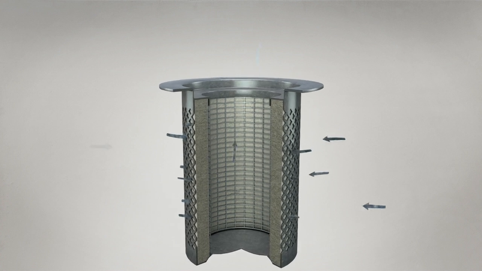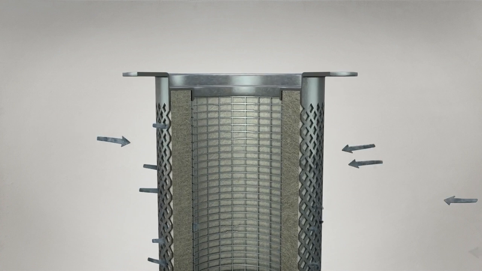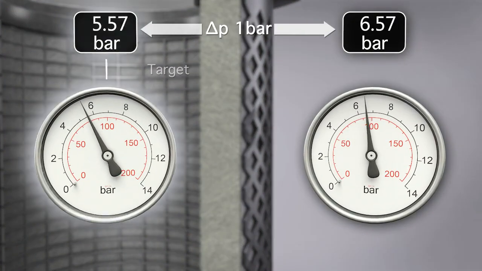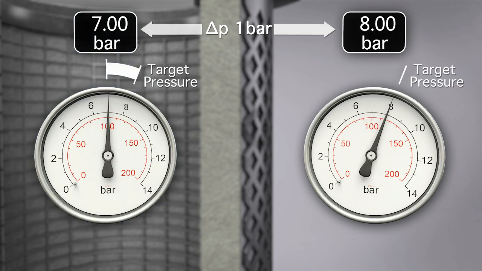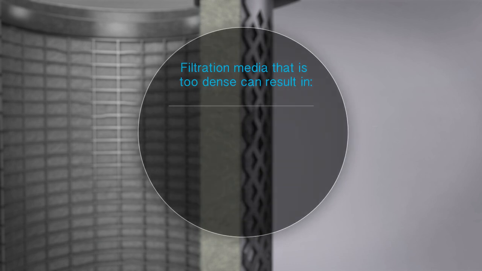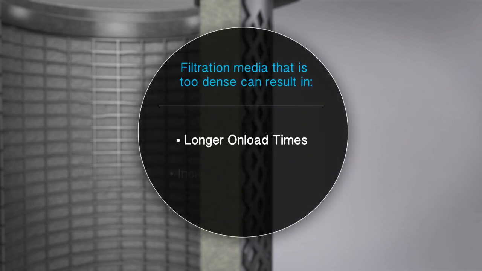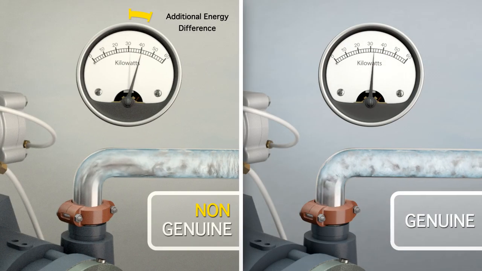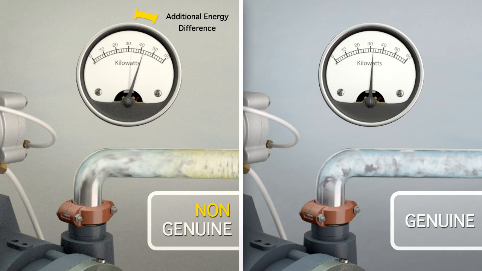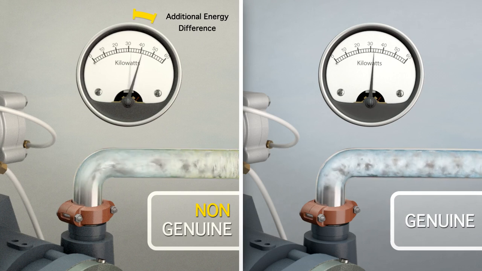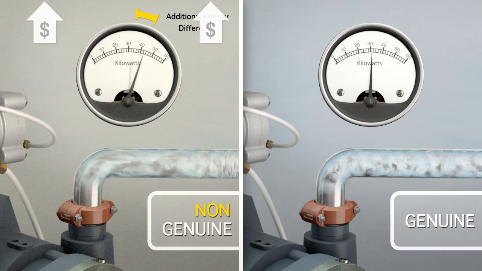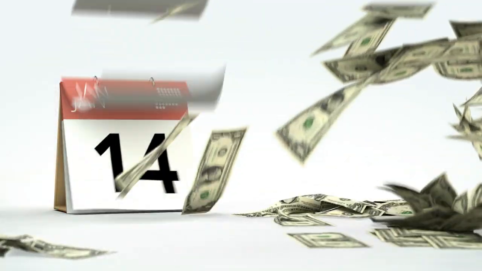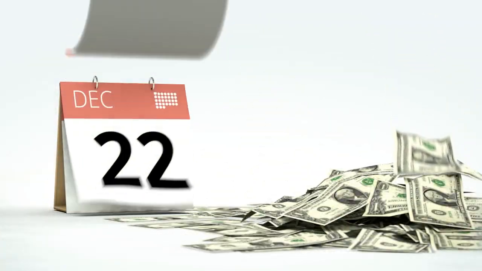Filtration media that is too dense will restrict airflow, creating an increased pressure differential across the element. Consequently, the compressor will continue to think its target pressure hasn't been reached, when in fact it has. The result: longer on-load times and increased energy costs. It also means your compressor has to work harder to generate the additional pressure needed to compensate for the pressure drop, putting unnecessary load on your motor and further adding to your energy costs. Multiply this extra power requirement across the life of the filter element and costs soon start to accumulate.